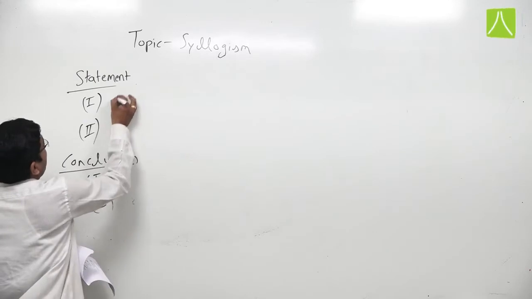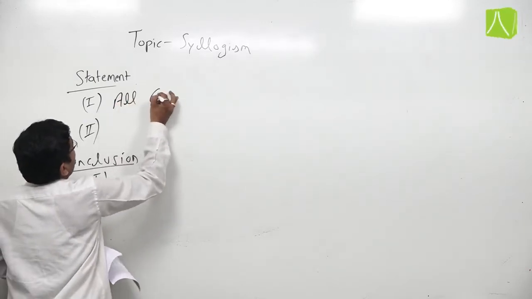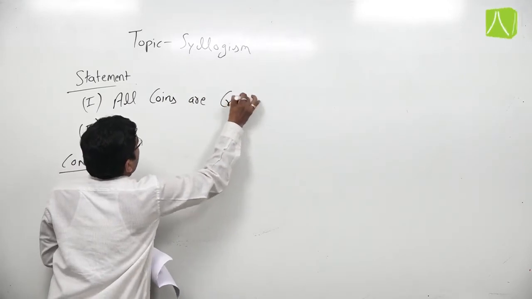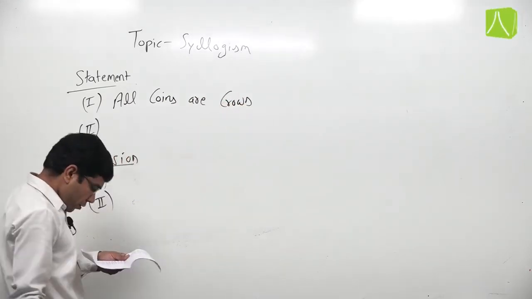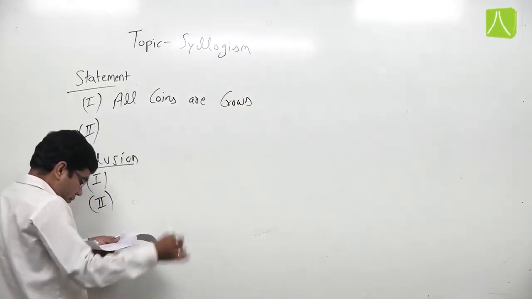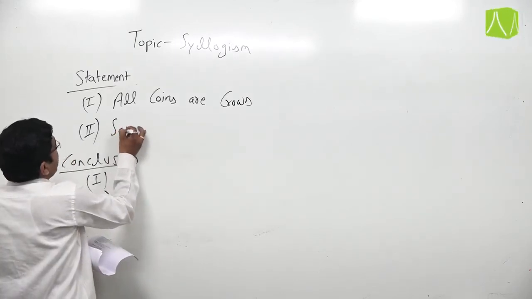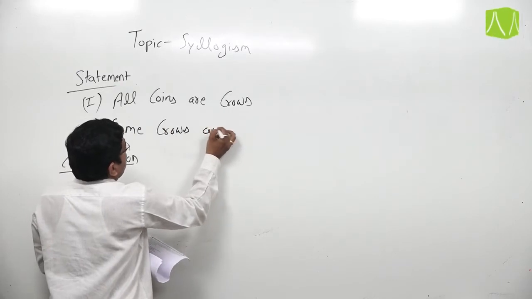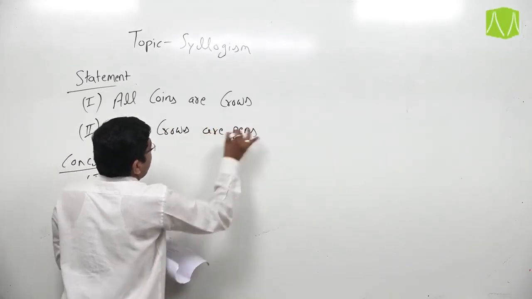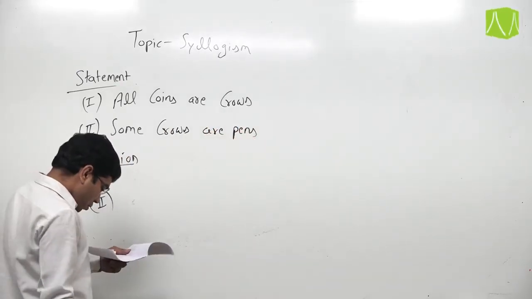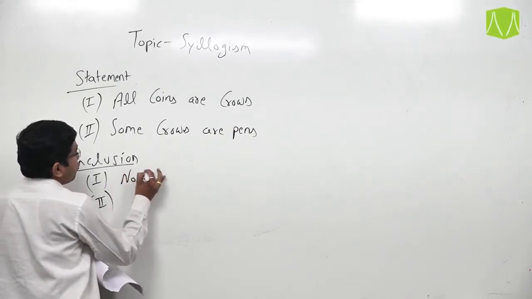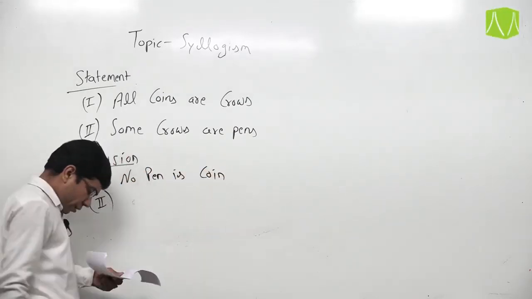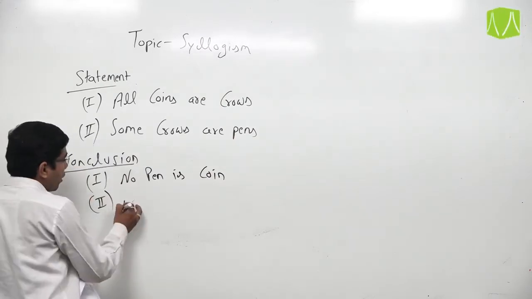All coins are crows. Second, some crows are pens. These are the two statements. Conclusions are, no pen is coin, and all coins are pens.